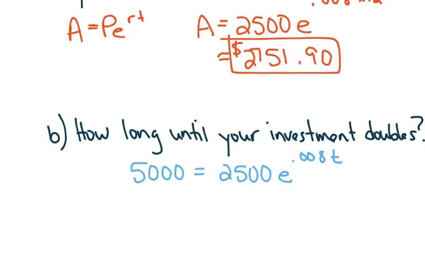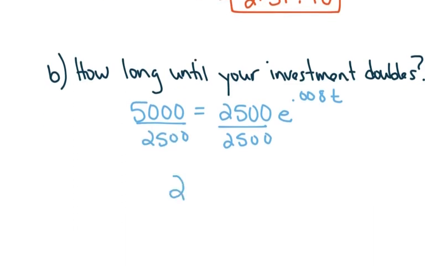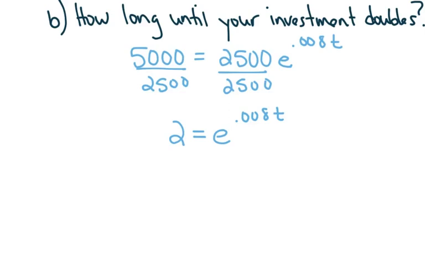So first you would divide by 2,500. Well, when you divide, you better get 2, because we said it was doubling. So 2 is equal to e to the 0.008t. To get that t out of the exponent, we're going to do the inverse operation of e to the other side. Well, you get rid of e by doing the natural logarithm.